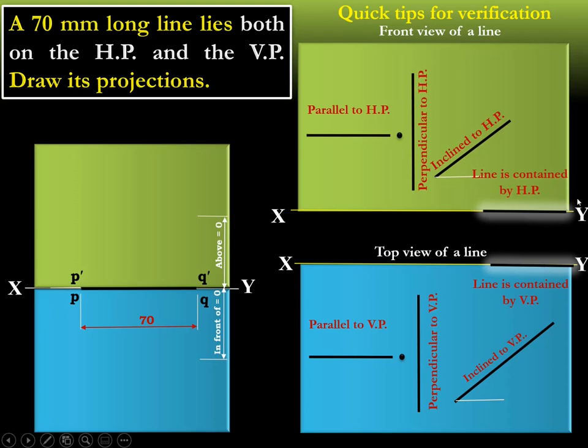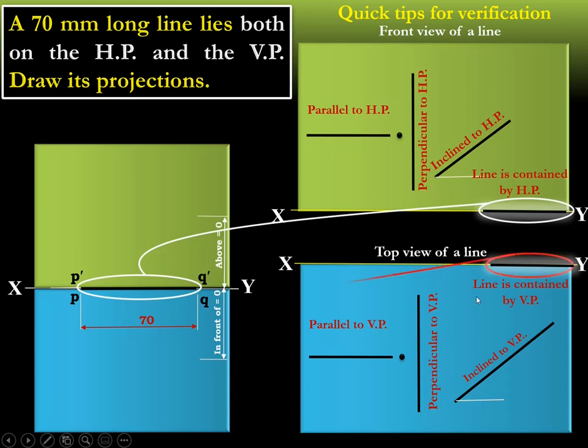When a line is lying on the horizontal plane or when it is contained by horizontal plane, its front view will be obtained on the XY line itself. In the same way, when a line is lying on the vertical plane or when it is contained by the vertical plane, its top view will also be obtained on the same XY line.